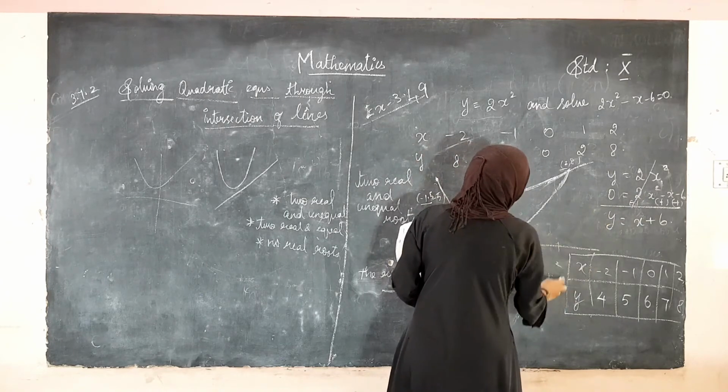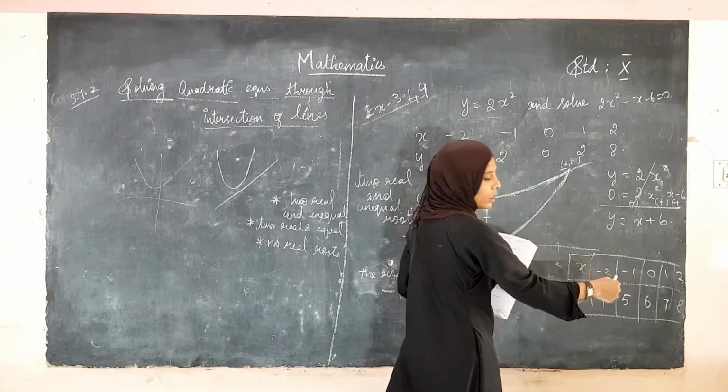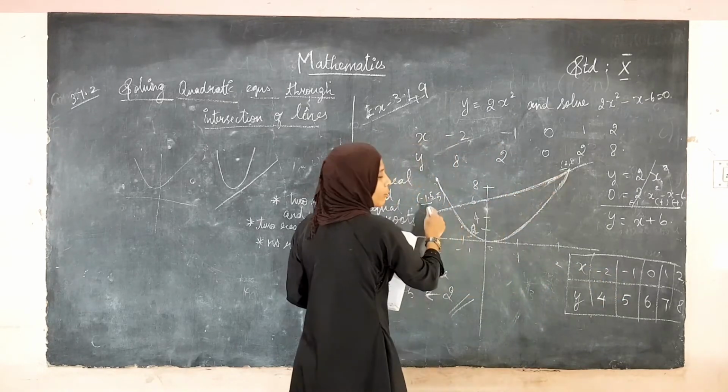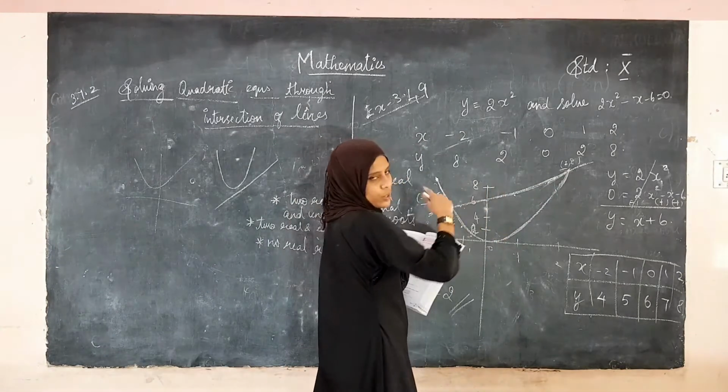Then you have to mark the values. You have to find the coordinate axes, that is the points in the graph. After that you have to plot the points in the graph. You will get a straight line. So, you have to check for the intersection of the straight line and the graph.